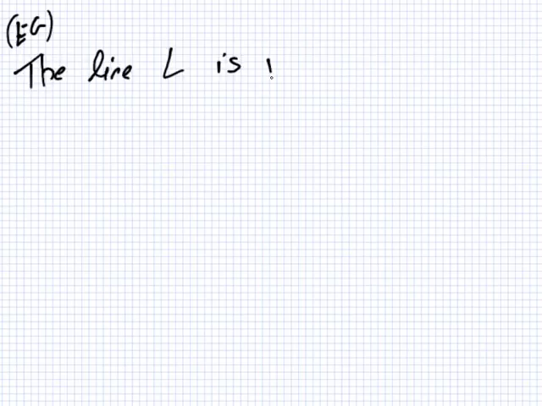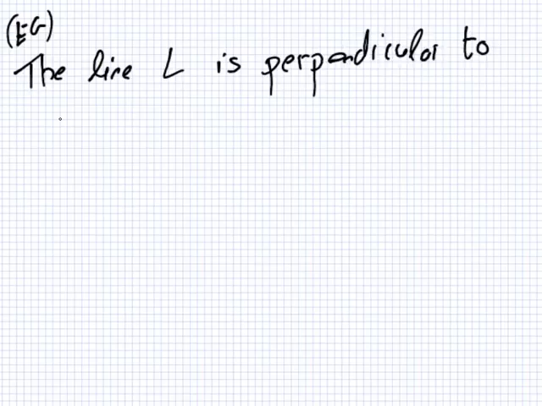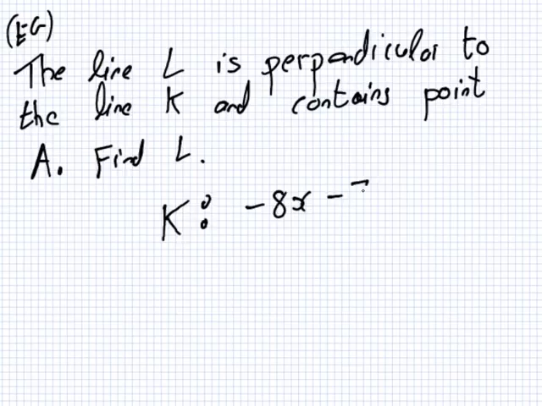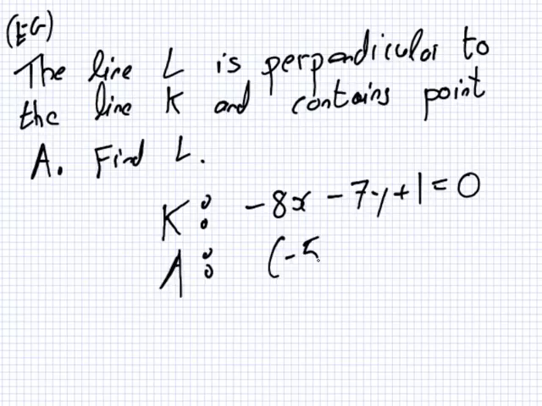Right, next one. Example again. The line L is perpendicular to the line K and contains point A. Find L. And this time we'll make K is minus 8x minus 7y plus 1 equals 0. And A equals (-5, 5).